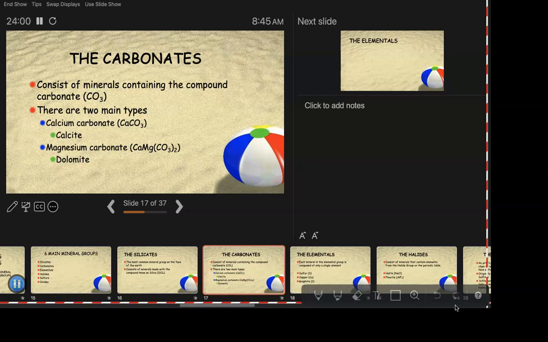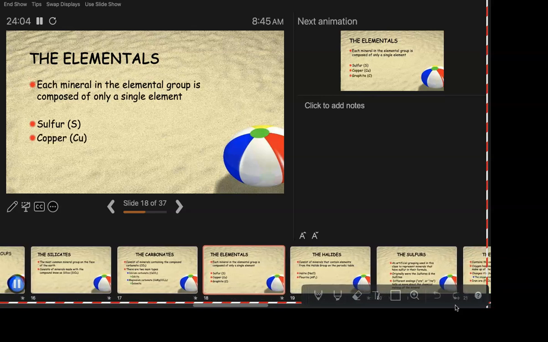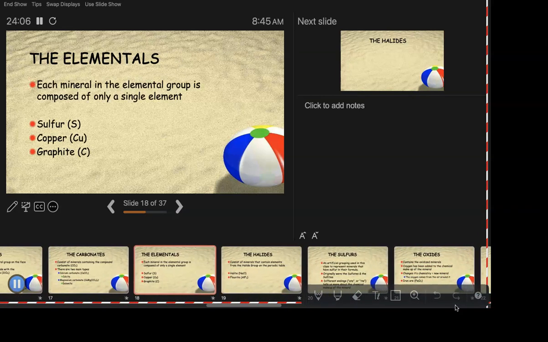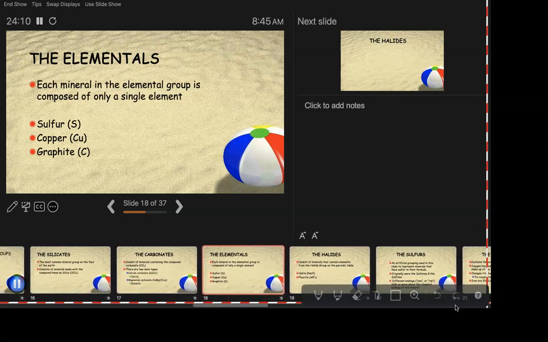So the carbonates. The elementals, we've talked about already. Probably going to overshoot here. Yep, overshot again. The elementals are a mineral group for minerals that are composed only of a single ingredient. And there's a lot of them. Again, you see 3 or 4 of them in lab. You could think of a couple more yourself, perhaps. But there are, you know, even more of them.